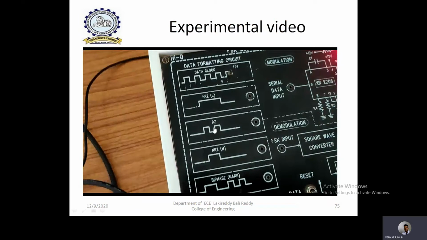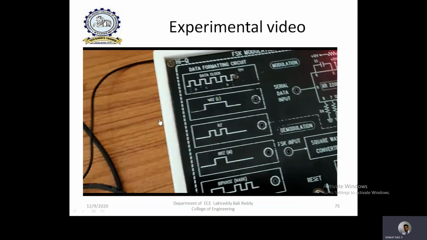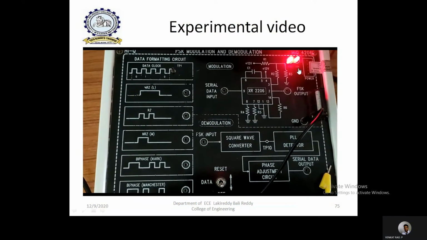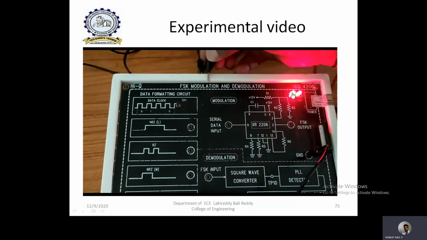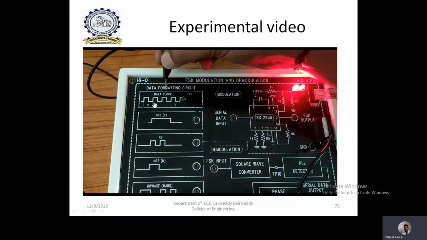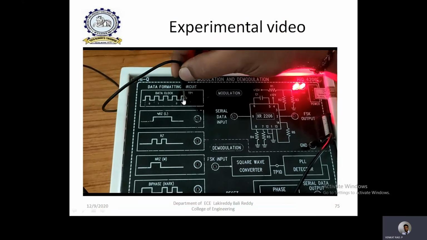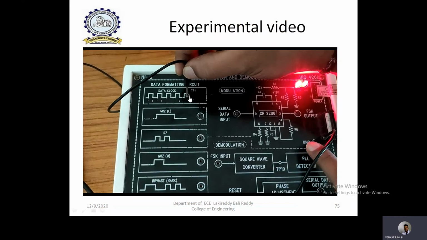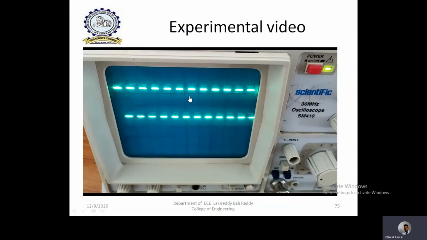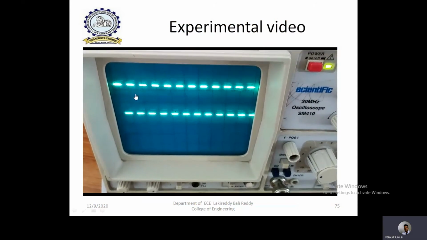So now I have paused this. These are the data clock, and these are the different line coding techniques available. The first step is to observe the clock signal here. Switch on this kit. Connect the ground pin, and this is the clock signal. Connect the CRO probe to this particular clock signal and observe it in the CRO. This is the clock signal.